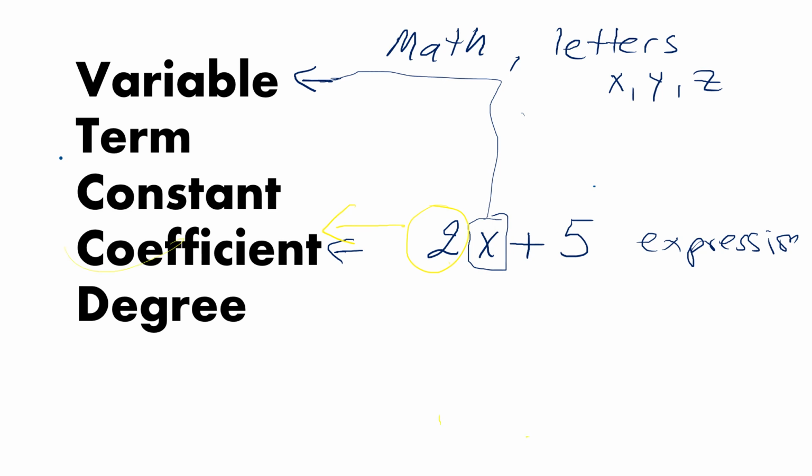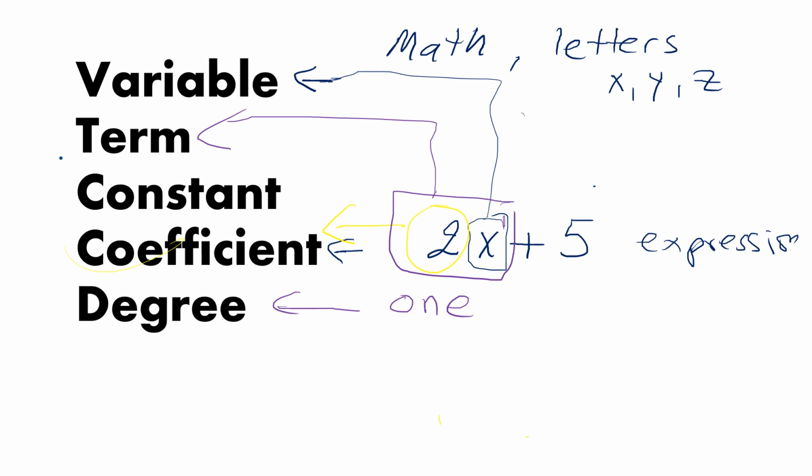Let's see what else. 2 times x makes something called a term. So we'll say this is, for example, the first term. And this term has a degree, which is the exponent, or the sum of exponents. In this case, it's 1. So the degree here is 1, because it's just 2x to the power 1.